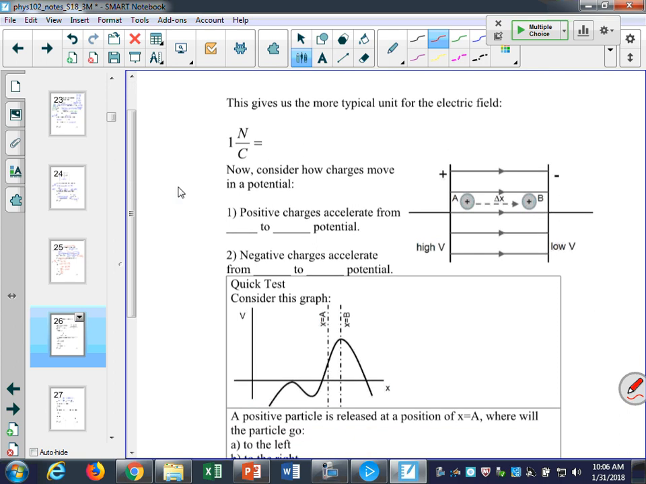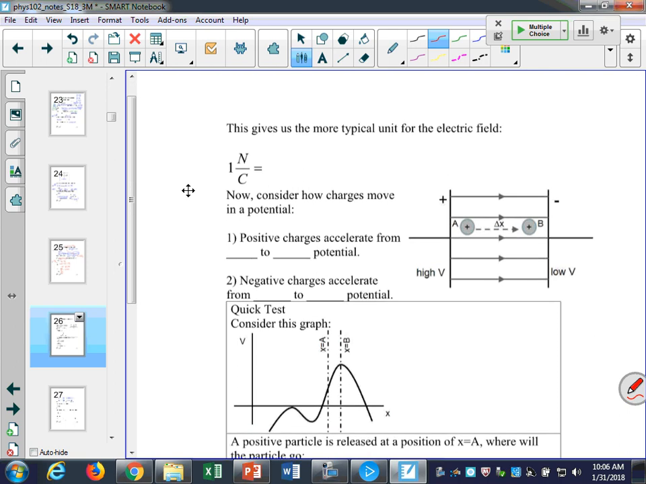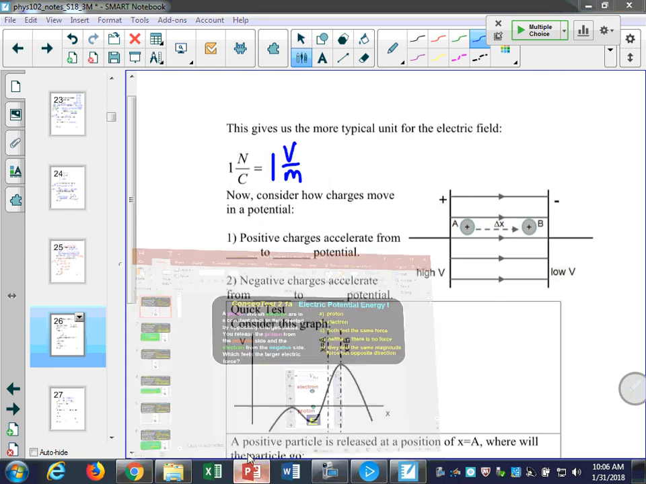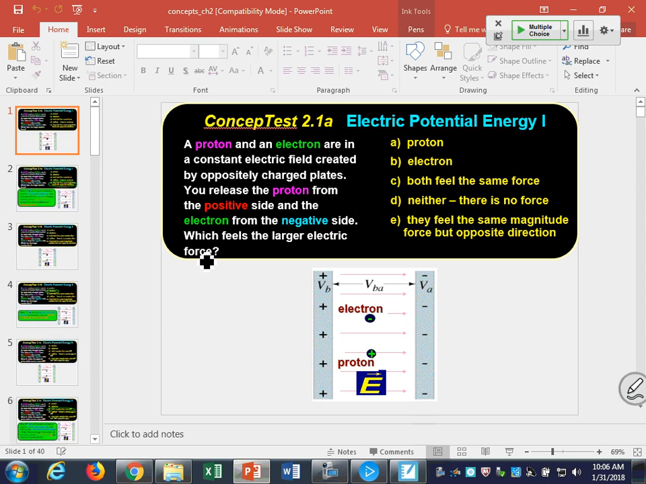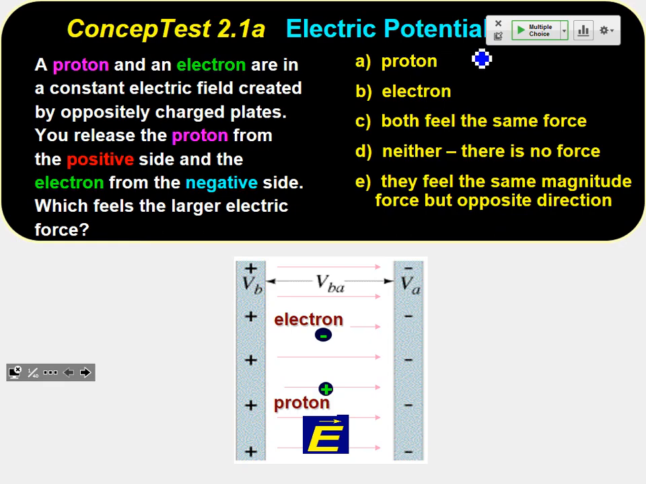All right, so this gives us the more typical unit. I showed this to y'all some days ago, but a Newton per Coulomb is what we've been using for electric field, but don't be surprised if you see on the test either Newtons per Coulomb or volts per meter. That gives us the more typical unit for electric fields. All right, so let's think about how charges move in a potential. Actually, let's do a few clicker questions.